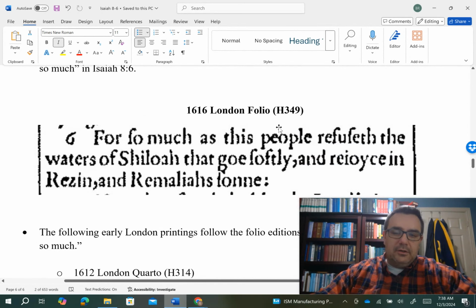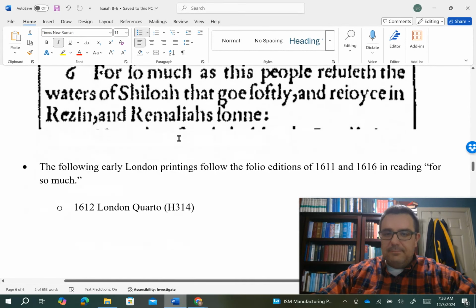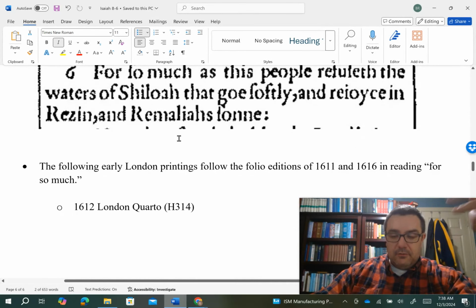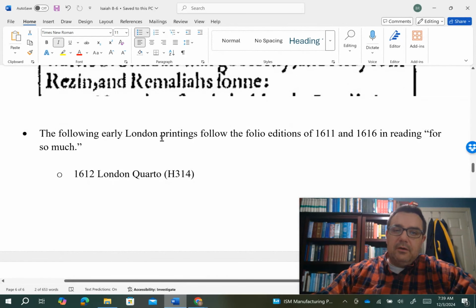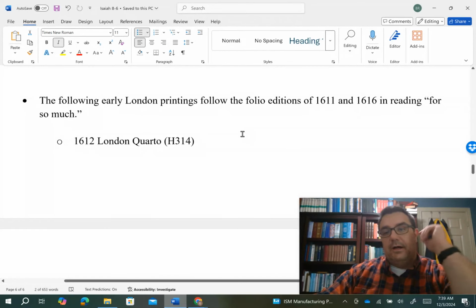This is Herbert catalog number 349, and we can see three separate words here for "for so much" at Isaiah 8:6. Now, this convention of three words for "for so much," as stated in the 1611, and now again in a 1616 folio, the following early London printings follow the folio editions of 1611 and 1616 for reading "for so much."